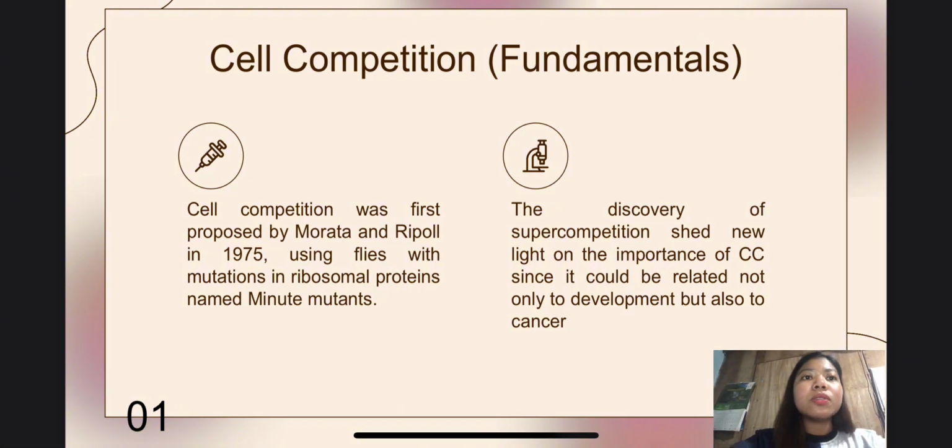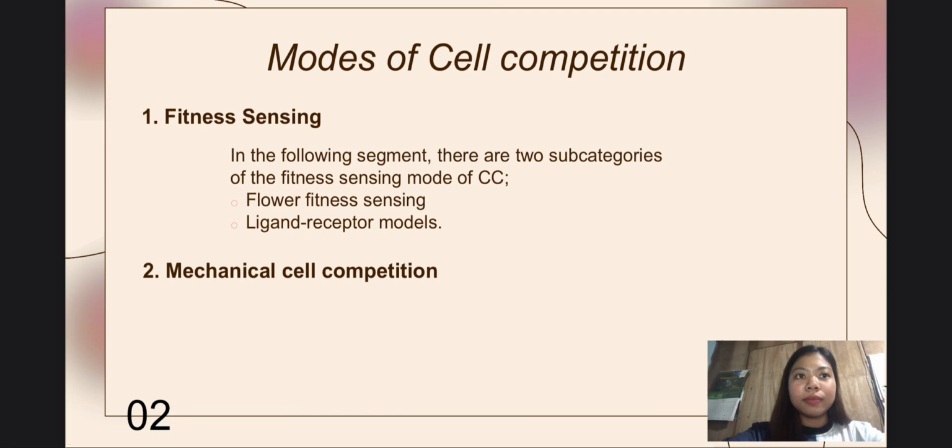Moreover, cells overexpressing dMyc are fast proliferating and outcompete WT cells in the wing imaginal disc, in a phenomenon described as supercompetition. The discovery of supercompetition shed new light on the importance of CC, since it could be related not only to development but also to cancer.